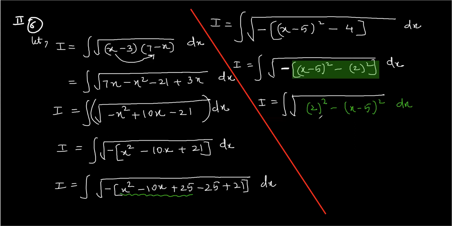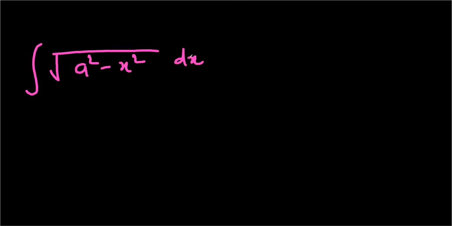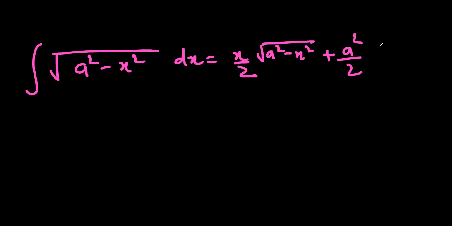And this is set 3 theory. We have already done this. What theory are we going to use here? We are going to use the theory which was 1 upon constant square minus variable square. If you remember, we had done integral of root of a square minus x square dx. What was it? x by 2, that is variable by 2, the square root as it is, root of a square minus x square, plus a square by 2 and sine inverse of x over a plus c.